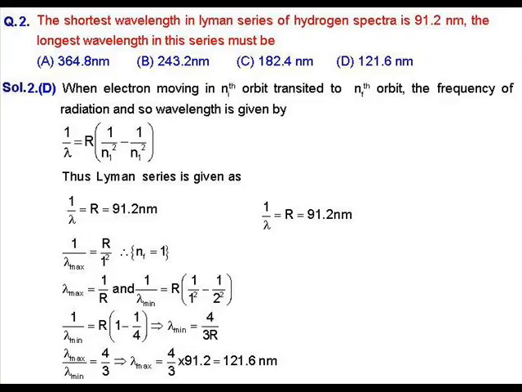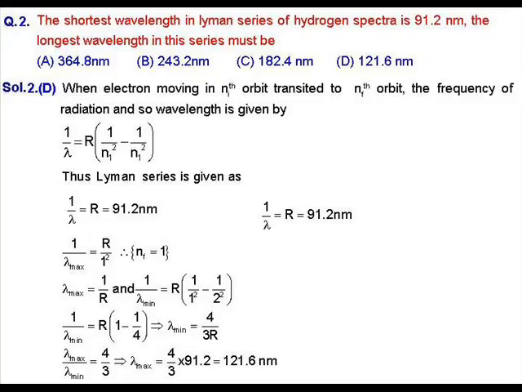By Bohr atomic theory, we know that when an electron moves from an initial state orbit to a final state orbit, the wavelength is given by 1 by lambda equals R(1 by n final square minus 1 by n initial square), where R is the Rydberg constant. According to the question, for the shortest wavelength of the Lyman series, 1 by lambda maximum equals R(1 divided by 1 square minus 1 by ni square), where ni will be infinite because for the shortest wavelength the transition will be largest. So 1 by lambda maximum equals R divided by 1 square.